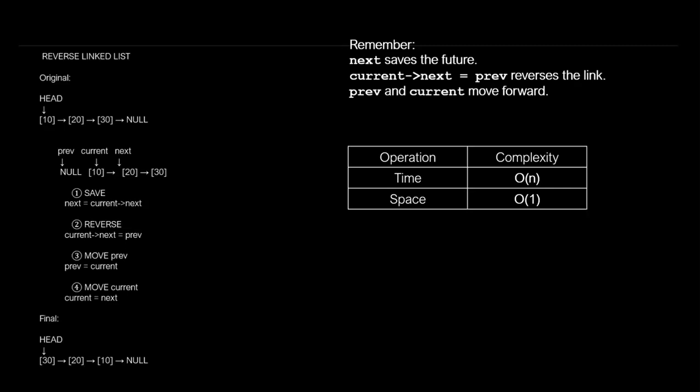Talking about the time complexity, it is order of n because we are visiting every node at least once, right? What is the space complexity? We are not requiring any extra space. We are using only 3 pointers, so the space complexity is order of 1. So this is why the iterative approach is very fast and efficient for reversing a singly linked list.